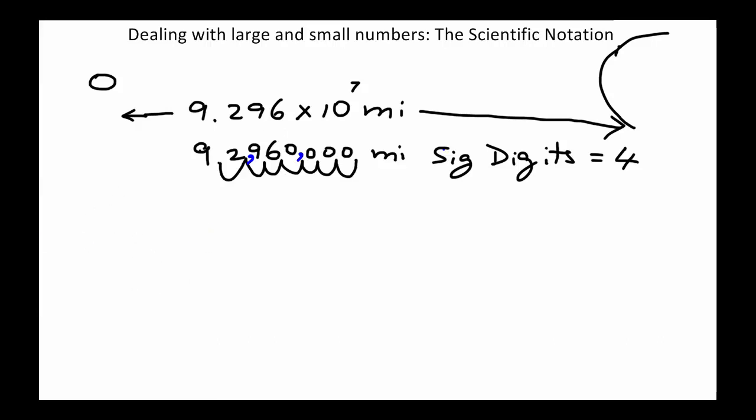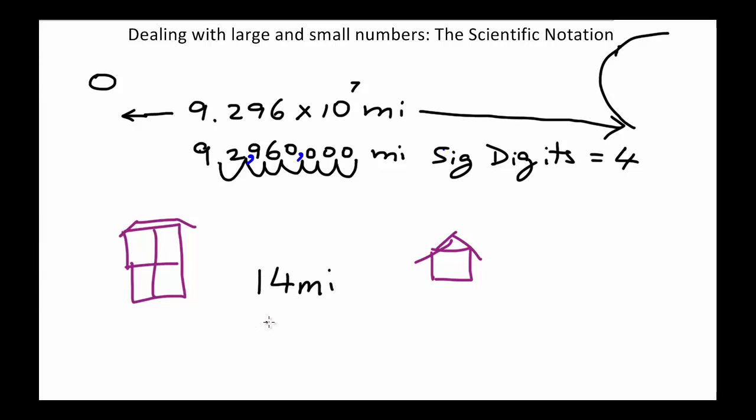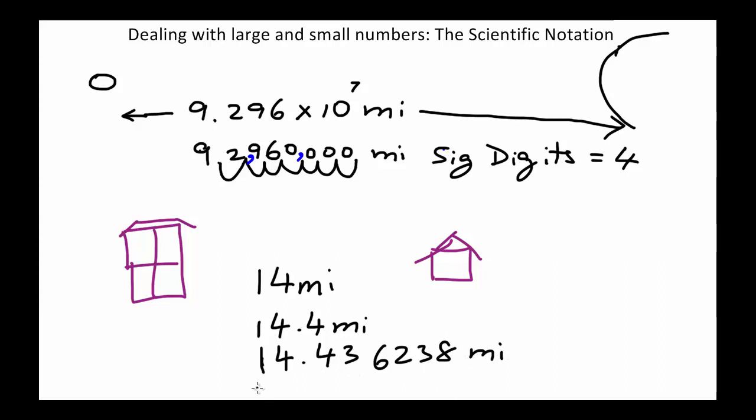Let's take a more common example. Let's say I ask you the distance from your school, which is here, to your home, which is here. Now for this distance, you might say something like 14 miles, or you might say 14.4 miles, and you will likely not say 14.436238 miles. The level of precision contained in this last answer is neither practical nor relevant. It's impractical for you to measure the distance between your home and school that precisely, so that's where the practicality comes in. And the relevance comes in from the standpoint that I don't care about this level of precision, so we will not typically say something like that, and we might say things like 14 miles or 14.4 miles.